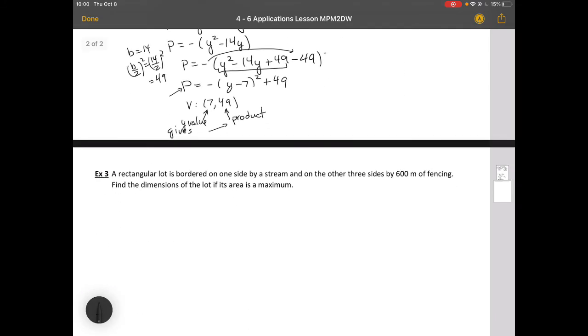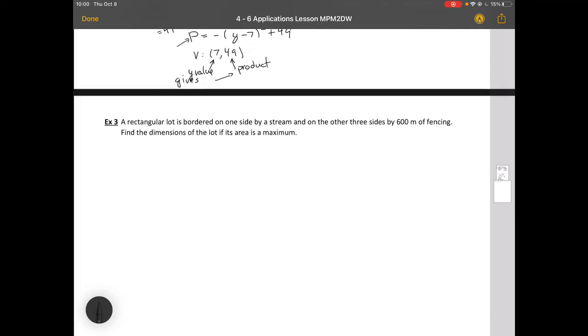So let's look at another example with fencing. Here we've got a rectangular lot is bordered on one side by a stream, and on the other three sides by 600 meters of fencing. Find the dimensions of the lot if its area is a maximum. So again, you're looking for the vertex. So let's let x represent the width of the lot. And we'll let y represent the length of the lot.